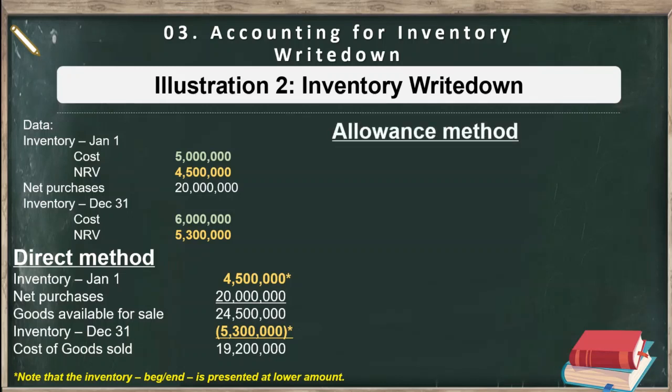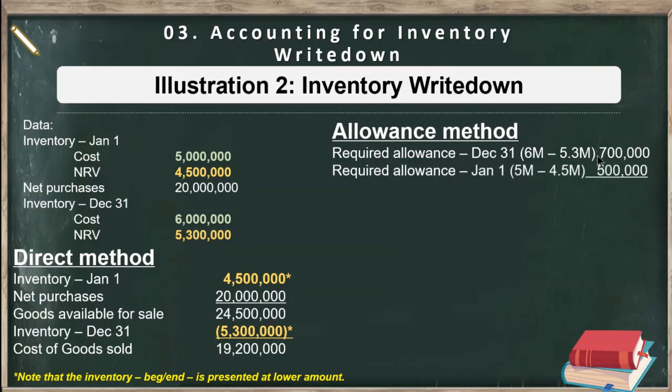If this is the allowance method, we will get the required allowance on December 31, which is 700,000. That's the difference between the inventory end, which is 6 million, and the NRV, which is 5,300,000. So this is the required allowance, and we already have the required allowance on January 1. How do we determine that? Get the difference between the January 1 balance at cost and at NRV. There's a difference of 500,000.